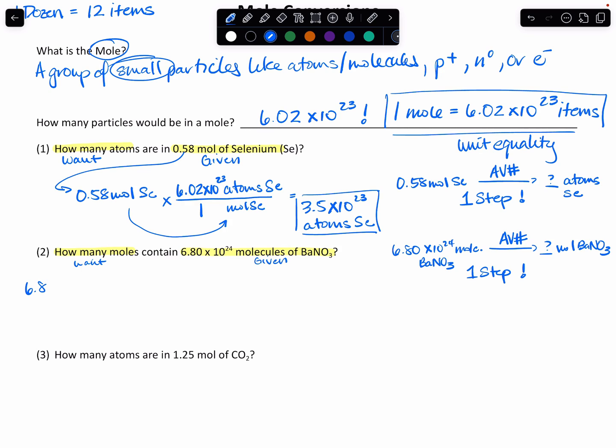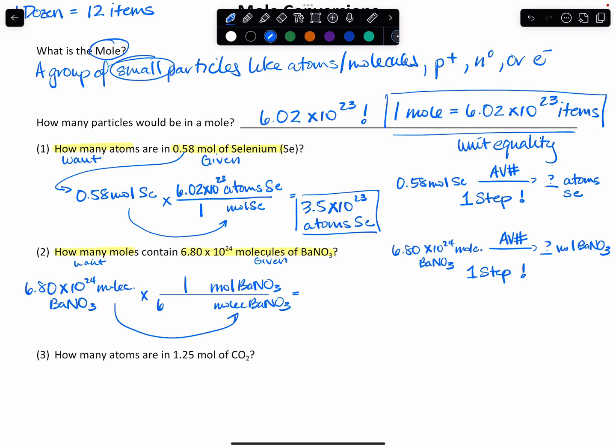So I start with what I've been given, 6.80 times 10 to the 24th molecules, and I'm just going to write BaNO3 down below just so it's not in the way. All right, and then my conversion factor is going to put those molecules in the bottom. So molecules of BaNO3, and I'm trying to find moles of BaNO3. All right, and my unit equality tells me that for every 1 mole of a substance, it contains 6.02 times 10 to the 23rd molecules of that substance.